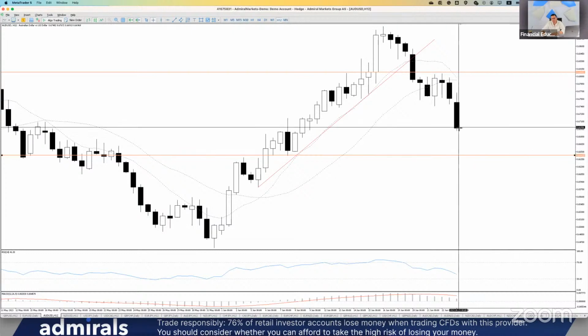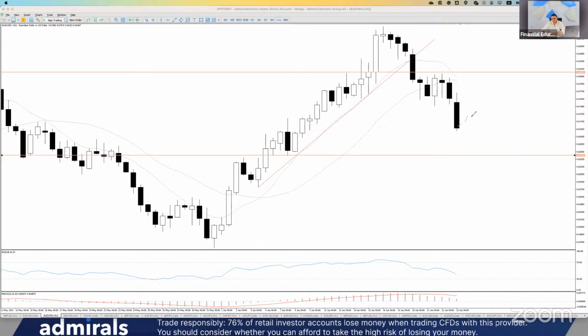Now, if this momentum does not continue, and tomorrow and the day after we see some candles moving upwards like this, we can find some resistance, a rejection of the price action, and sell it. But if it continues moving lower, we cannot do anything.